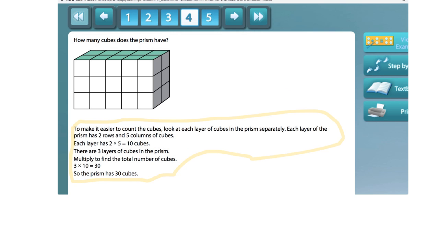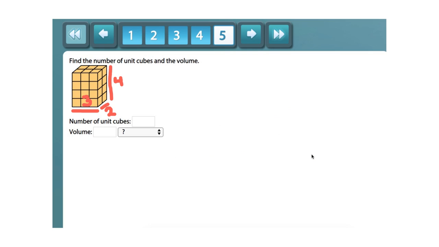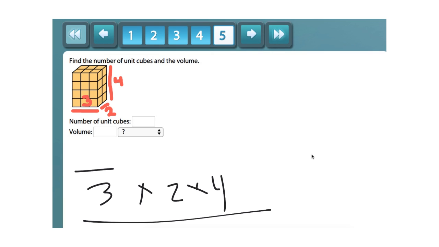And here is the explanation for the problem from ThinkCentral. They call it layers. It's better to use the math term of base. So if you look at the base here, the base is 10 cubes and the height would be 3 times. So you have 3 times 10, which would give you 30. The number of cubes to build this is 3 times 2 times 4, and that would give you a total of 24 cubes to build this unit. So the volume is 24 cubic units.